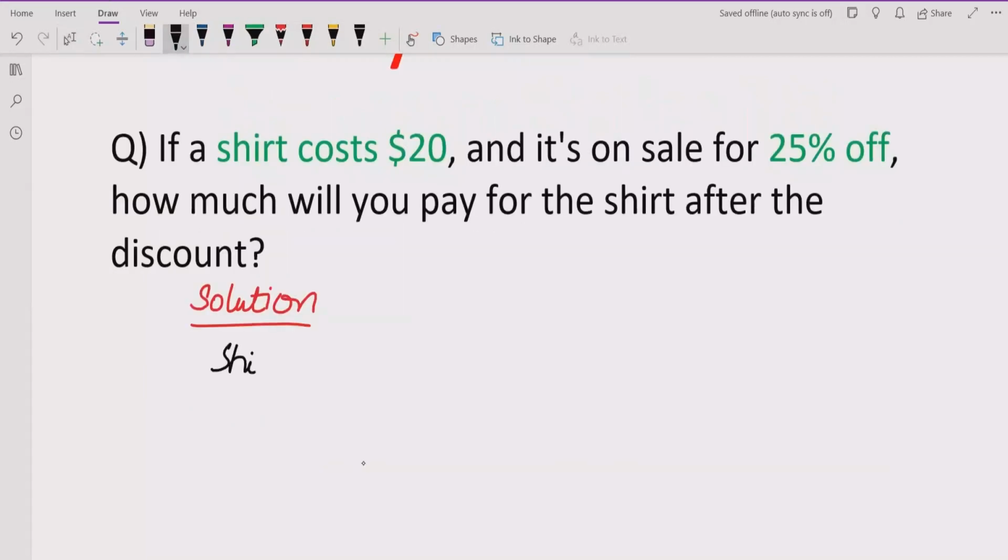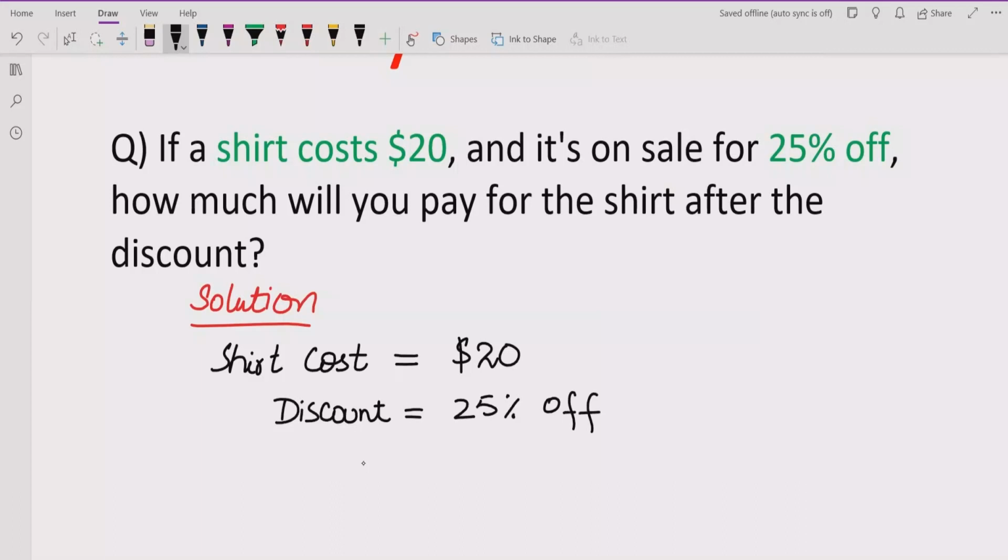Shirt cost equals $20. Now we have the discount. Discount is 25% off, right? So now we have to find how much we have to pay.